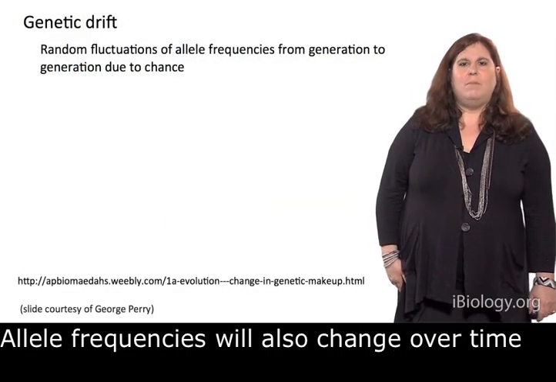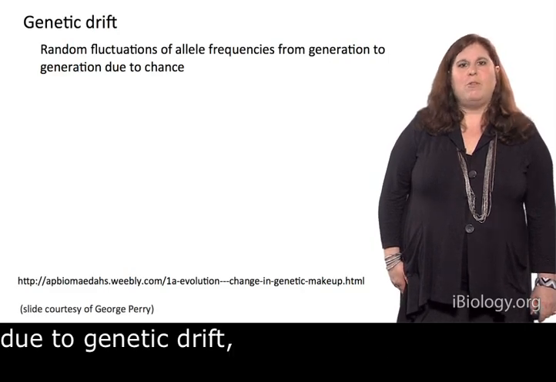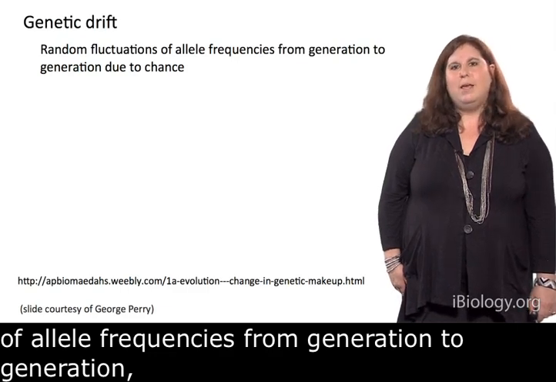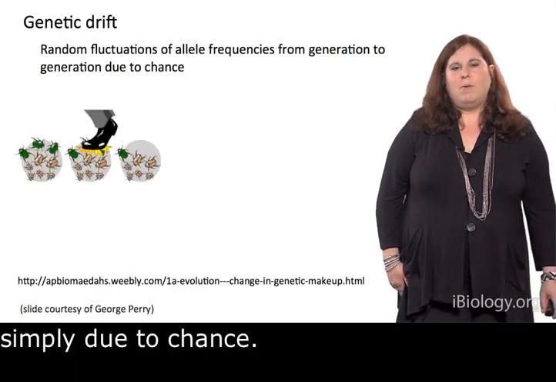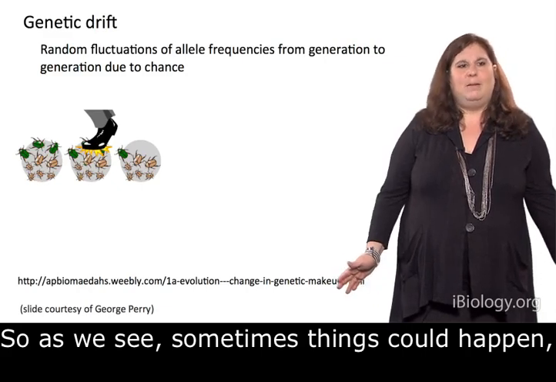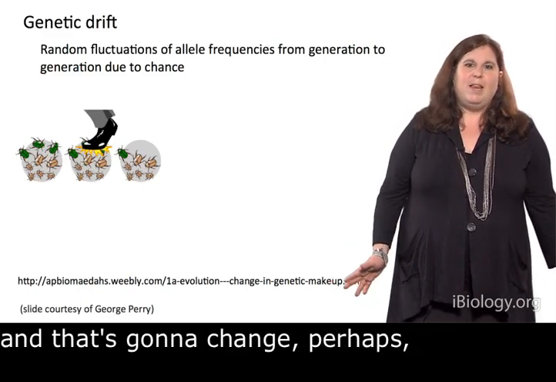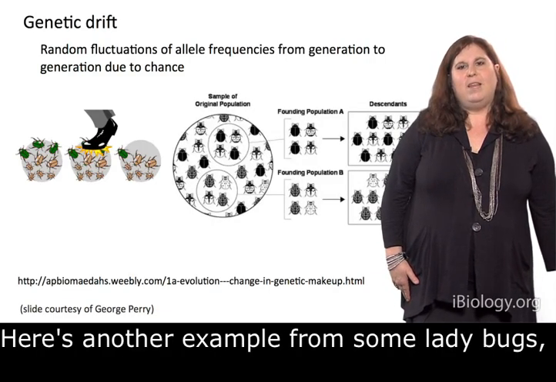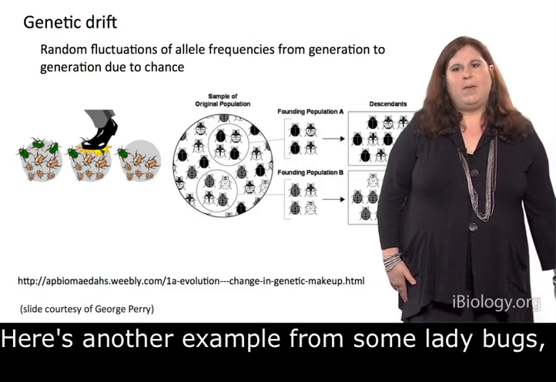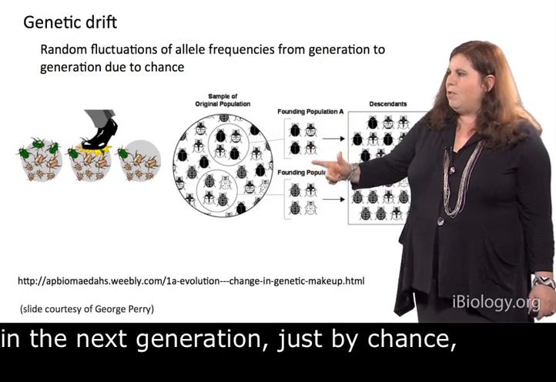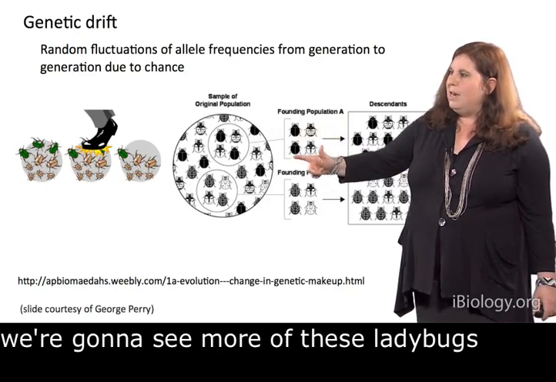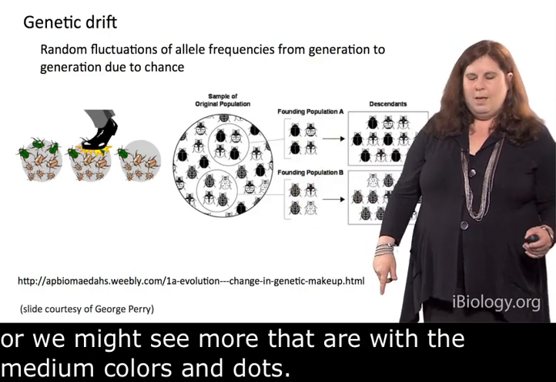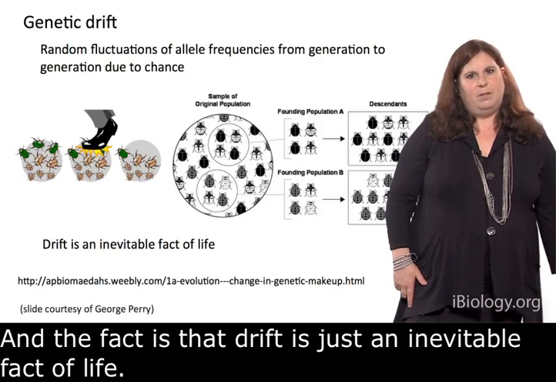Allele frequencies will also change over time due to genetic drift, which is defined as random fluctuations of allele frequencies from generation to generation simply due to chance. So as we see, sometimes things can happen, like these bugs are getting squashed, and that's going to change perhaps the allele frequency in the next generation. Here's another example from some ladybugs, and we can see that perhaps in the next generation, just by chance, we're going to see more of these ladybugs with the dark colors, or we might see more that are with the medium colors and dots. And the fact is that drift is just an inevitable fact of life.